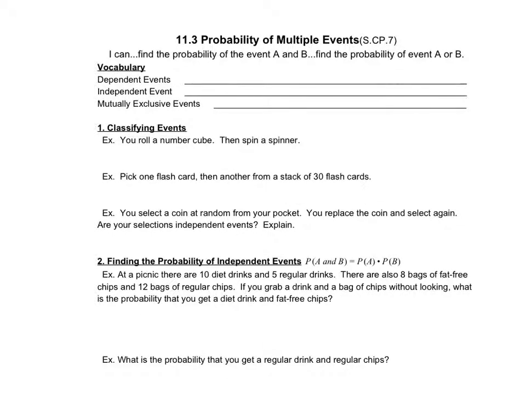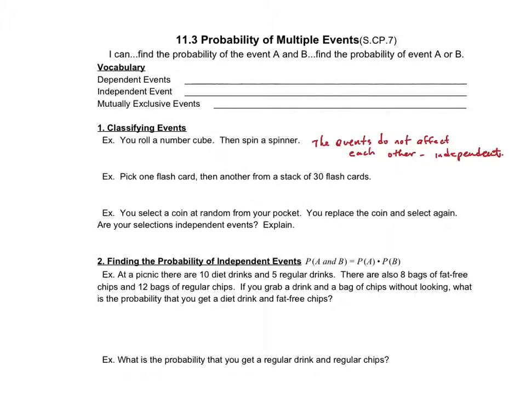Continuing with the probability of multiple events occurring, we have to think about dependent and independent events. Dependent events have a chain effect, or independent events do not affect one another in any way. Looking at these examples, classifying your events, you roll a number cube and then you spin a spinner. Those two things have nothing in common. They're two completely different things, so they don't affect each other, so they would be independent.